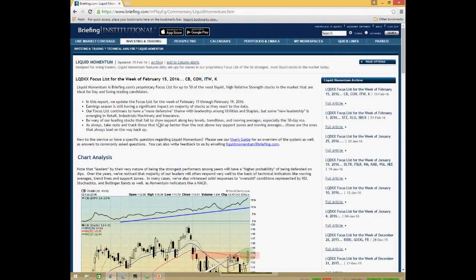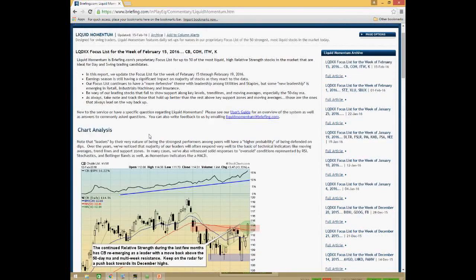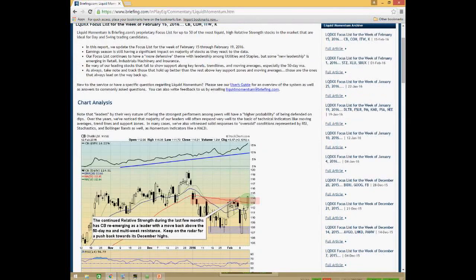But yes, the liquid momentum list is not strictly for long plays. Failed breakouts like this one here in Chubb, if you can time it correctly, if you see the breakout and it reverses, that's a failed signal, you can go ahead and short it. And like I said, below the 50-day moving average, these are all shorts as well.